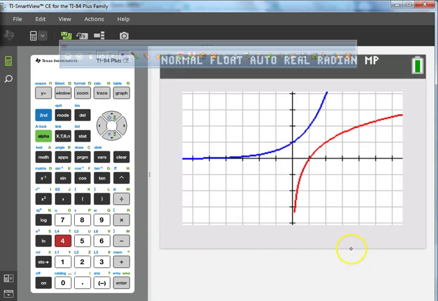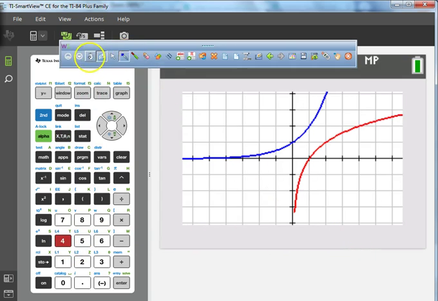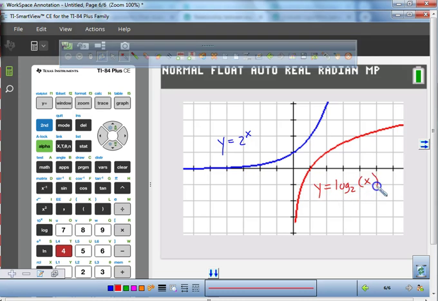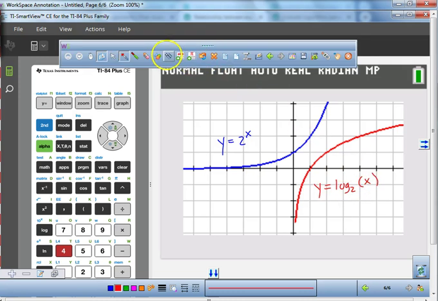Now, these graphs are inverses of each other. Okay? So y equals 2 to the power of x is the inverse of y equals log base 2 of x. How do I know that they're inverses? Because what are they going to reflect across? What line do they reflect across? That's right. It reflects across y equals x. So the values that are in this table will be inverses of the values that are in this table.